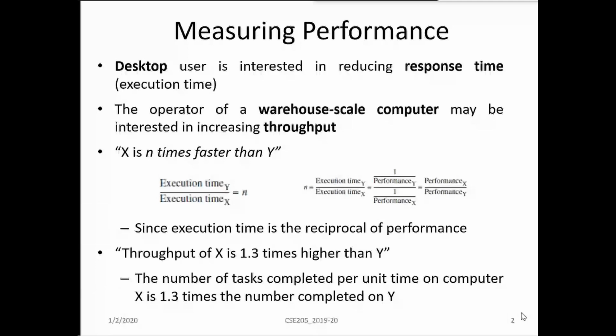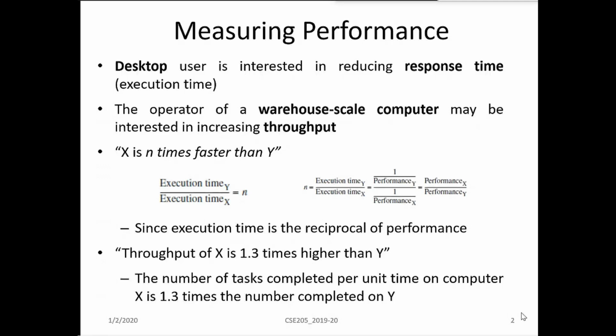But when you go with the desktop, the performance is with respect to the reduction in the execution time. Suppose they give it like this: X is n times faster than Y. If you want a ratio between these, it is the execution time of Y divided by the execution time of X. And again, execution time is the reciprocal of the performance.